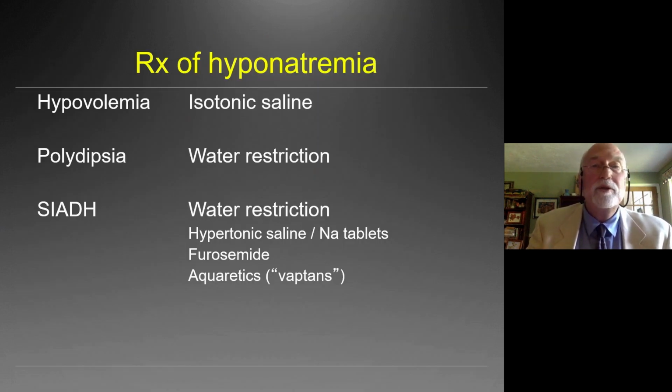So how do you treat hyponatremia? Well, if you're hypovolemic, it's straightforward. Give isotonic saline. If someone's drinking too much, they might need a psych consult, but restricting their water will correct that. And if you're dealing with SIADH, we use a combination of approaches, including water restriction as an underpinning, and then a variety of approaches that can help the kidneys excrete more water, which includes giving hypertonic saline or sodium tablets, further diluting the urine with furosemide.